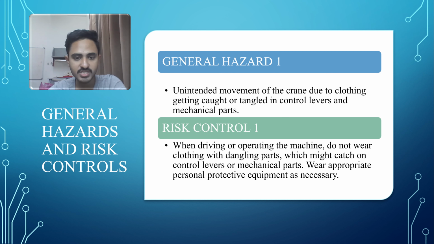Risk control measure number one is that when driving or operating the machine, whoever is the operator should not wear clothing with dangling parts, like loosened parts, because they might get caught on the control levers or mechanical parts. So we can conclude that the one who is operating the machine should wear the appropriate personal protective equipment as necessary.